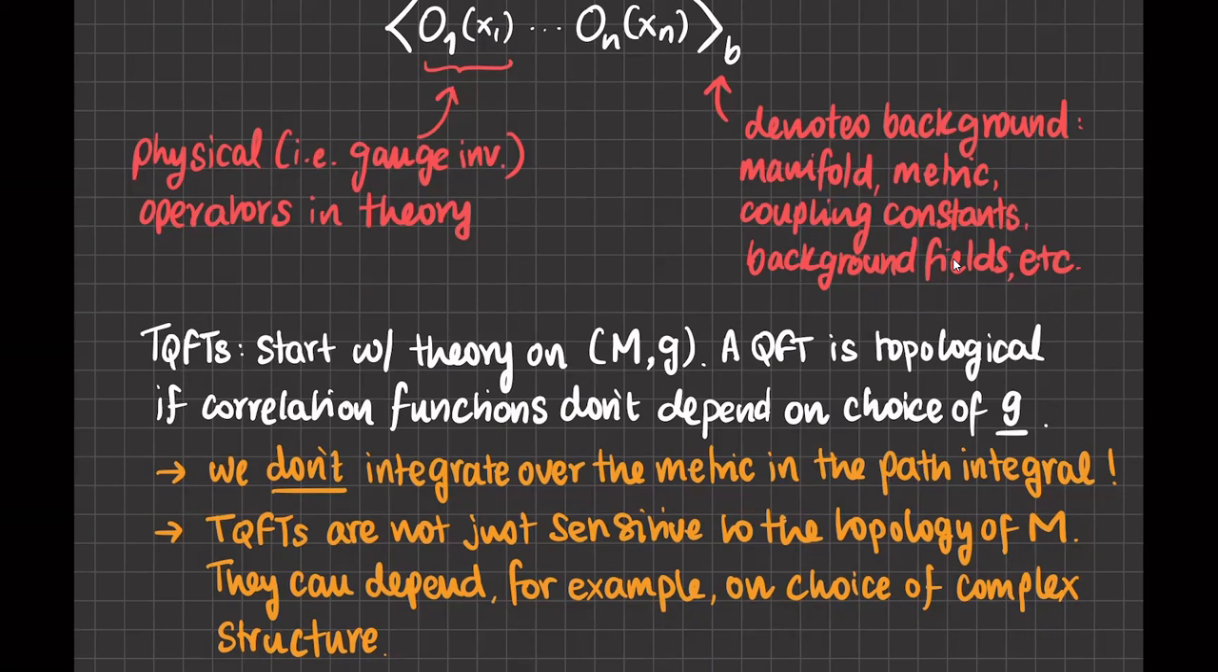The second thing to keep in mind is that TQFTs are not just sensitive to the topology of M. Okay, they can depend on other background information, like for example, the choice of a complex structure. In fact, we will see that in the paradigmatic examples of TQFTs, a certain class of TQFTs, there will be dependence on complex structure or Kähler structure or something like that. None of this requires a metric to define, but the point to remember is that when we say TQFTs, we don't just mean that it is only sensitive to the topology of the manifold. There may be other things also, just not the metric. Okay.